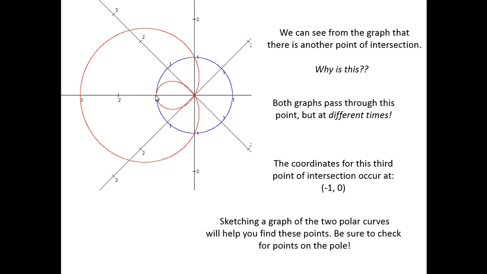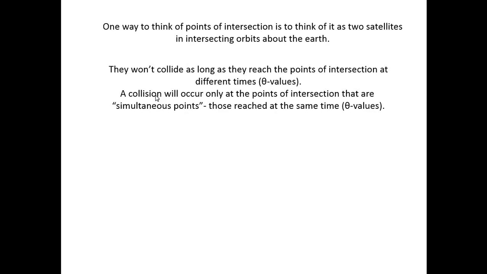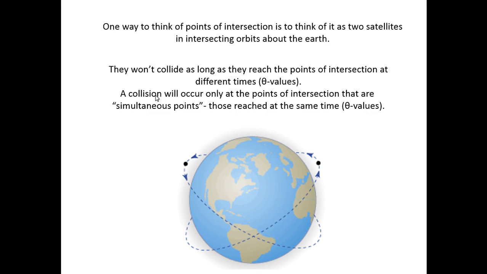The main thing to remember is make a sketch of this. Check it with the algebra first, and then make a sketch to see if you've covered all your bases. One way to think of these points of intersection is to imagine if there were two satellites intersecting the Earth. They won't collide as long as they reach those points of intersection at different times or different theta values.